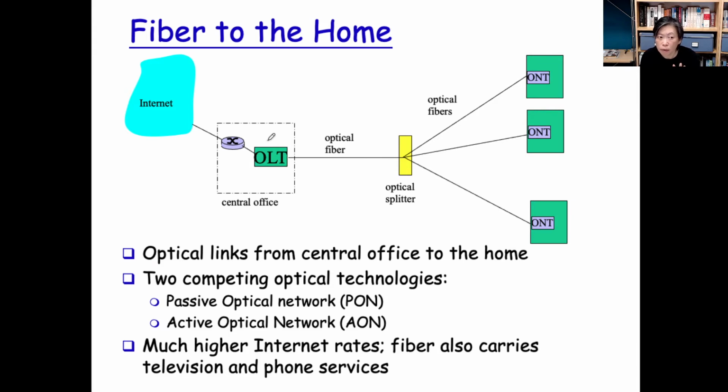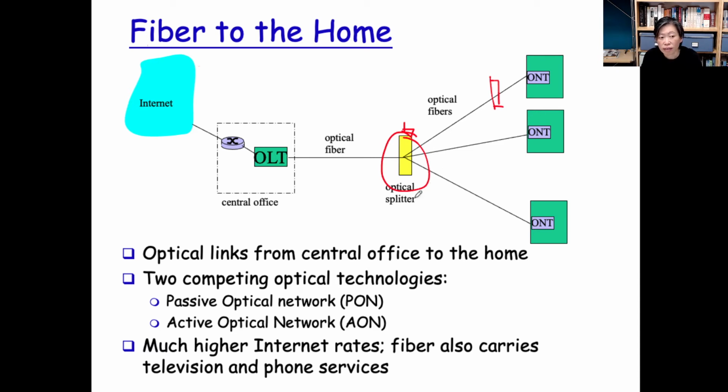In this example, we see there's only one level of it. In practice, there could be multiple levels, so that you could have a regional optical splitter, and then you could have another splitter inside the building, in case there are multiple households in your building also subscribing to the optical service.